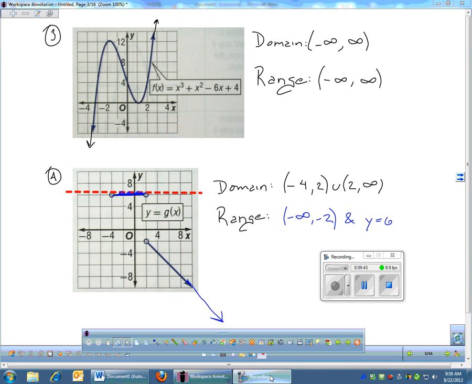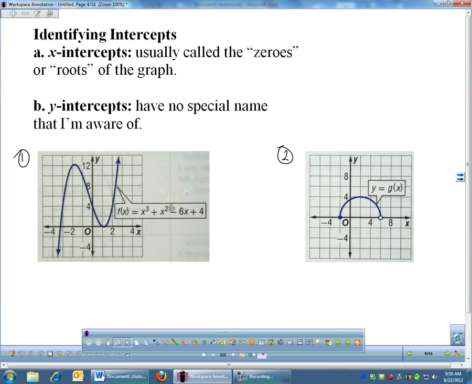How long? Oh my gosh, I've already spent 10 minutes. Okay, I'll try to pick this up a little bit.